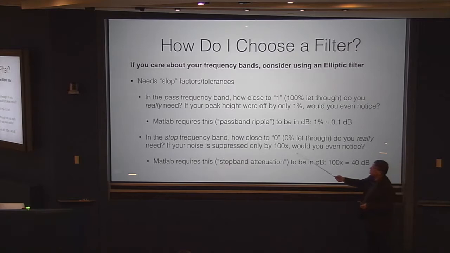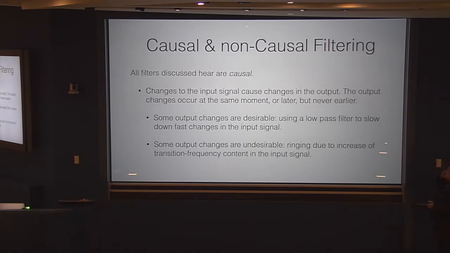The other thing you need to know is the tolerance in the stop band. You don't need it to go all the way to 0. You just need it to get small. Maybe down by a factor of 100 will be perfectly fine for you. And in that case, in MATLAB, you would say you need 40 dB attenuation, and that's fine.